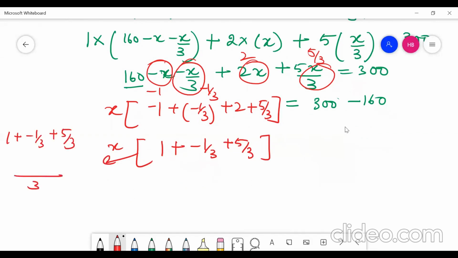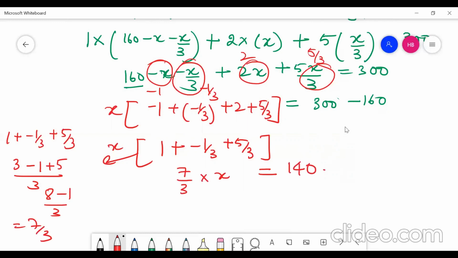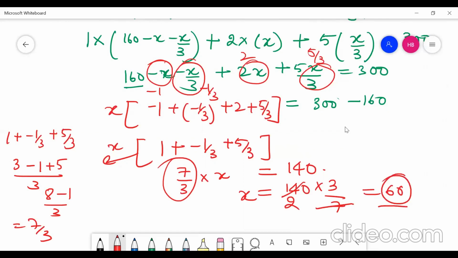3 will be the LCM. So it will be 3 minus 1 plus 5, which is 5 plus 3 is 8. 8 minus 1 by 3 will give me 7 by 3. So it would be 7 by 3 into x is equal to 140. Okay. So now I will take 7 by 3 to the other side of the equation. It will become 140 into 3 by 7 is equal to x. 7 twos are 14, 20, 3 twenties are 60. So now I've got x as 60. So now my x is 60.